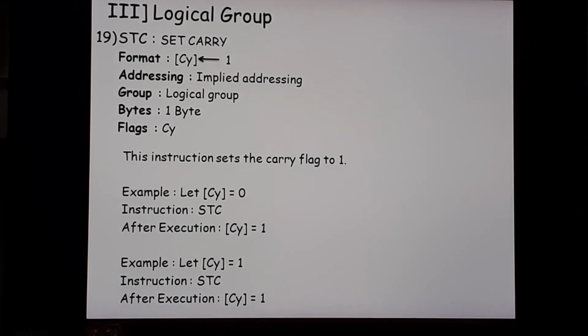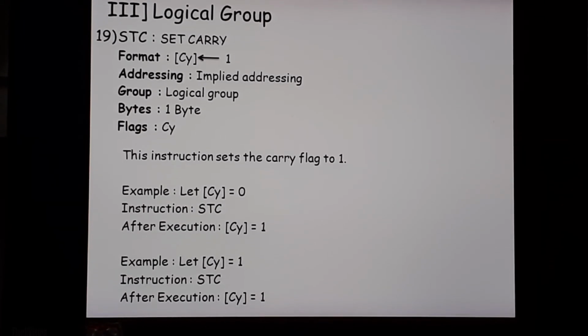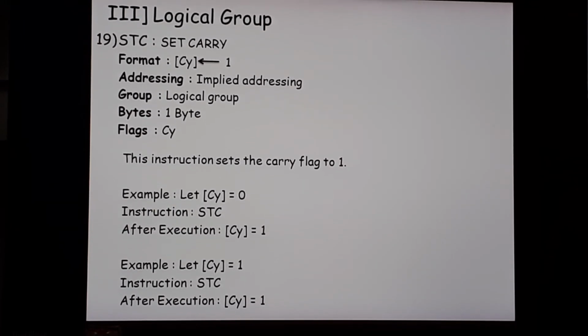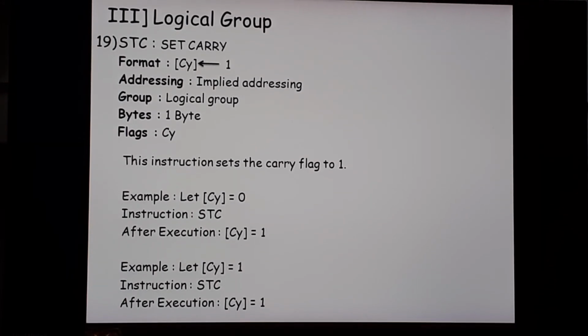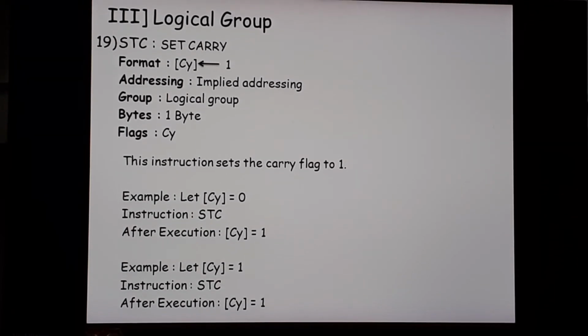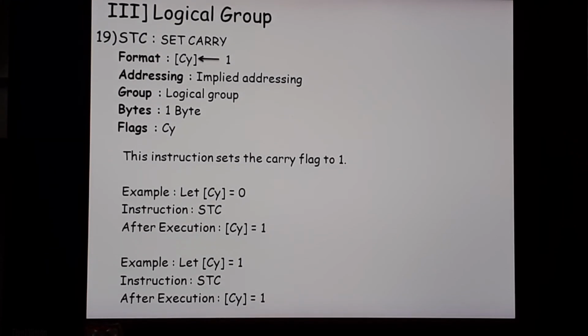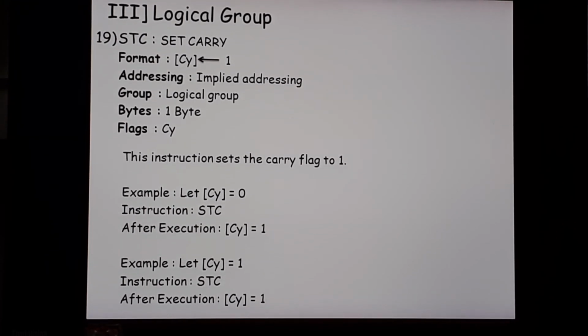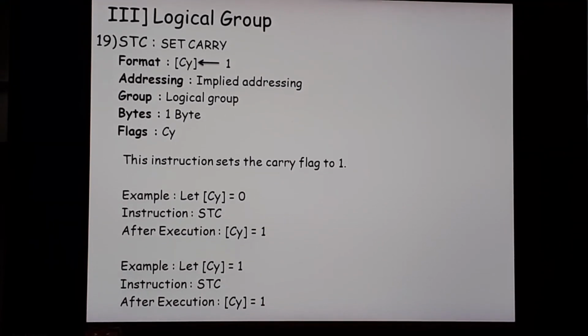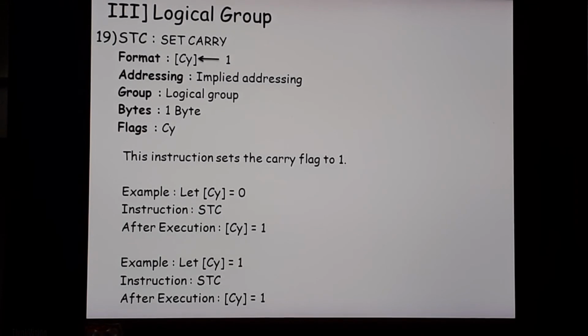Set carry flag means, set means 1 always, reset means 0. So the instruction STC, after execution what happens, CY is equal to 1. Before it was 0, and after executing this instruction it became 1. The next example that I have taken is let CY is equal to 1. Here I have taken the carry flag as 1. So after executing instruction STC, you will write CY is equal to 1 again. Why? Because no change, you will put it as 1 if it is already 1. Only if it is 0 you put it as 1 after execution.